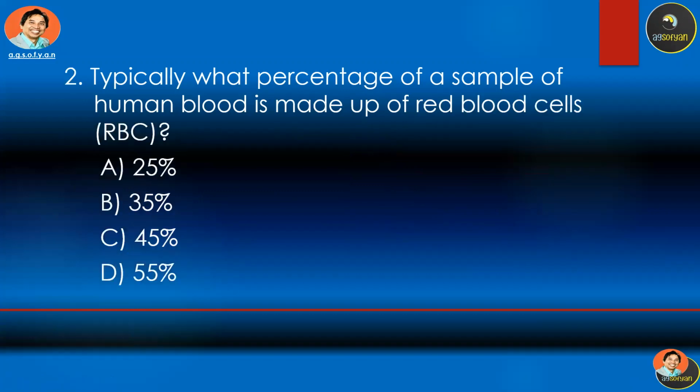Number 2, typically what percentage of a sample of human blood is made of red blood cells? So it should be easy because you already have the answer from the previous question. It's going to be 45.